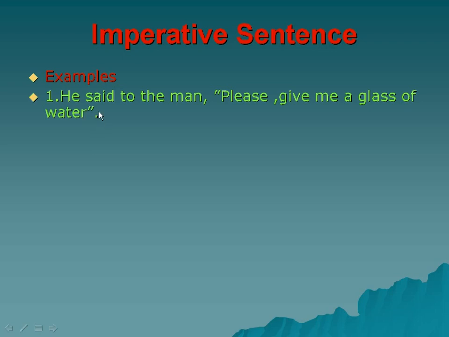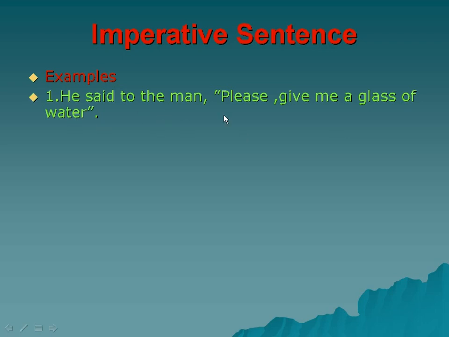If the sentence is an imperative sentence, the sentence begins with the main verb instead of a subject. There is no subject at the beginning of the sentence. Here, give is the main verb and the sentence begins with give. So it is an imperative sentence.